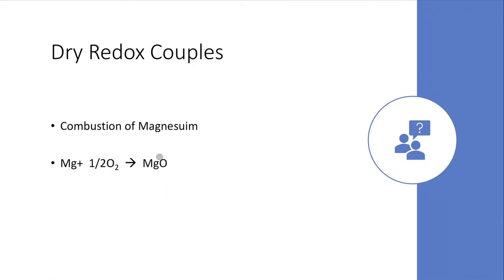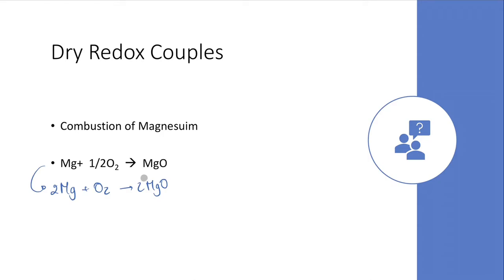So first thing, we will talk about dry redox couples and dry redox reactions. We have the combustion of magnesium: Mg plus half O2 gives us MgO. To look at it better, we have 2Mg plus O2 giving us 2MgO. When we burn magnesium solids or magnesium wires, we get a white powder, and this is MgO. We wanted to discuss whether this is a redox reaction or not.